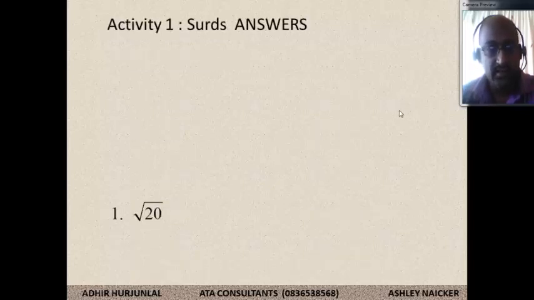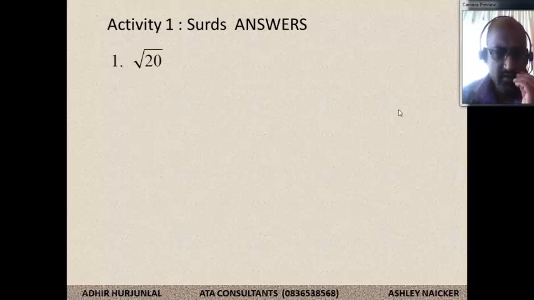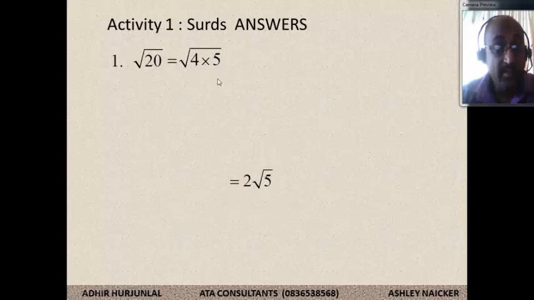Okay, guys, let's go to the answers. The square root of 20. If you look at the square root of 20 and try to break it down. Now, guys, you have already worked this out, but work with me. The square root of 20 is equal to the square root of 4 times 5. The square root of 4 multiplied by the square root of 5. Remember, if I want to break it up, the square root of 4 is equal to 2. The square root of 5, I cannot do anything else with it. It remains as the square root of 5.